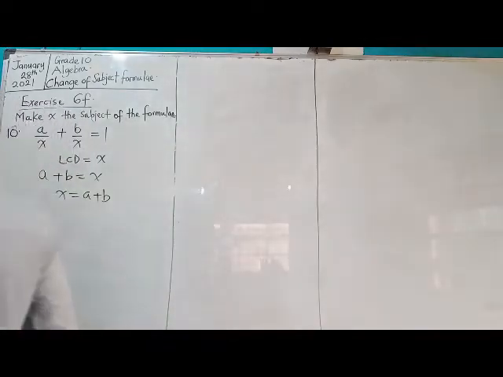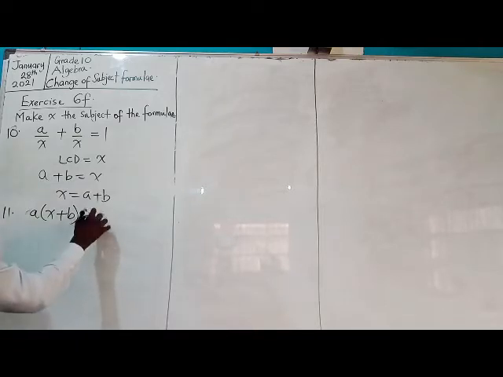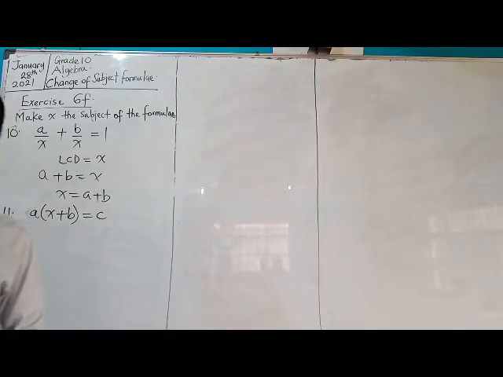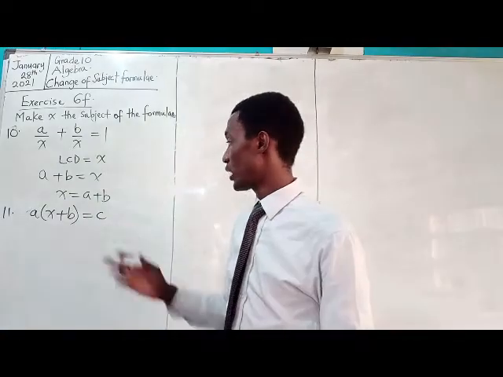So let's look at question 11. In question 11, we have A into X plus B equal to C. How do you handle a problem like this? How do you handle this?